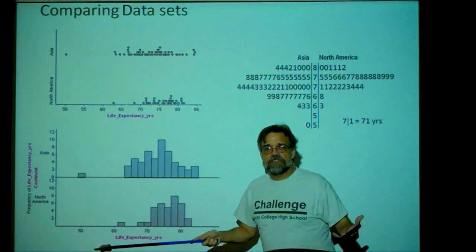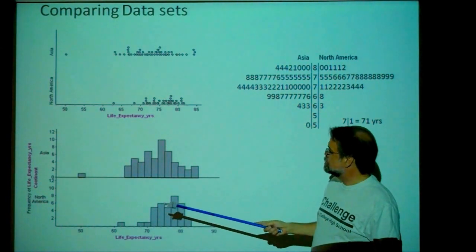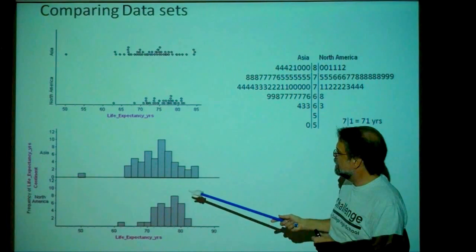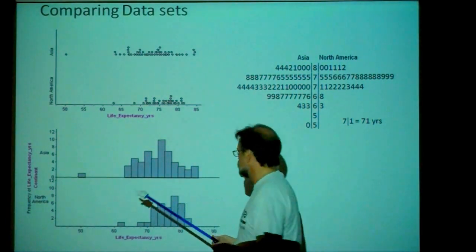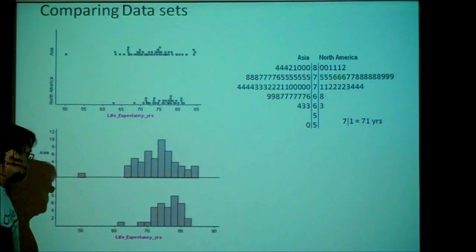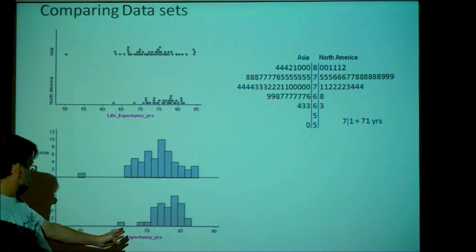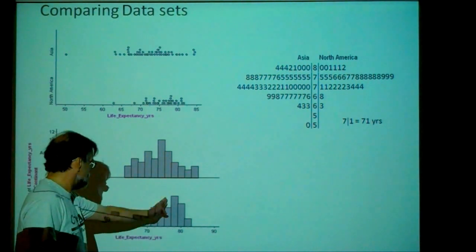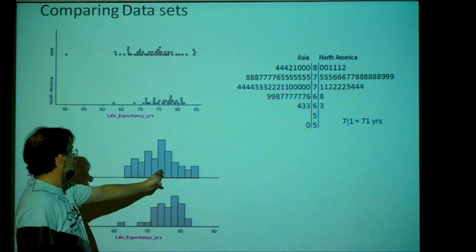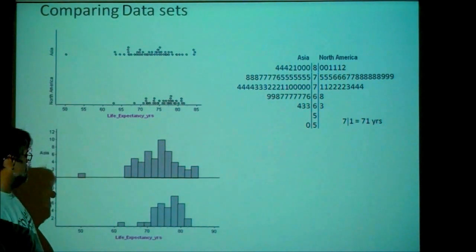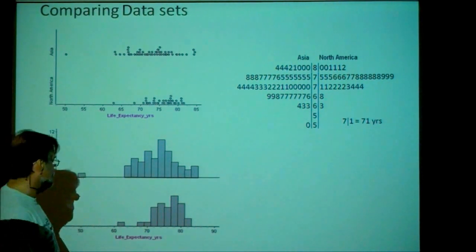But this gives you some... Now we see a lot of good information here. Let's focus on the histogram. I really like histograms. What does it tell us? Well, it tells us that the center of our North American data seems to be right around here, about 75, which is not that far off from the center of the Asian data.